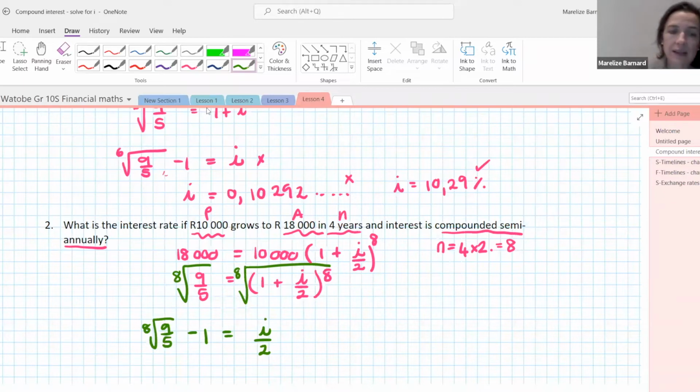So we're going to calculate what root 8 of 9/5 is, minus 1. And then we're going to times it by 2. And then we get 0.1525 and so on, let's do the whole step so that everyone can see. So we get all of those decimal places, and then we times by 100. And that gives me 15.25%.